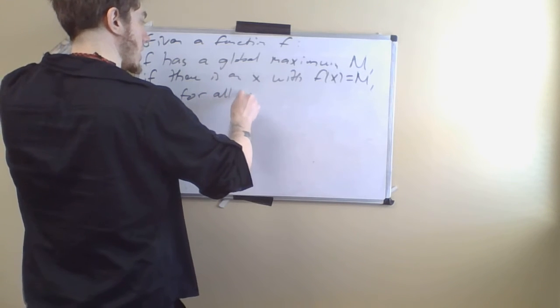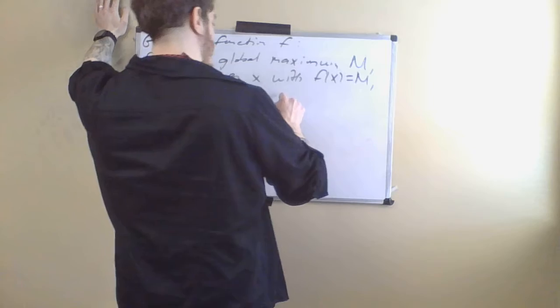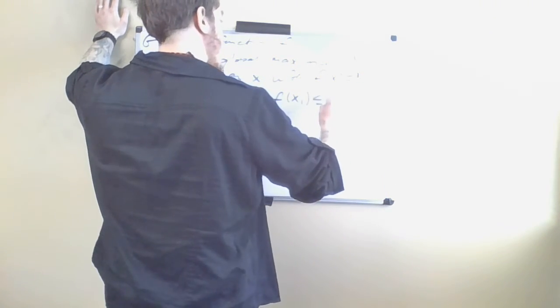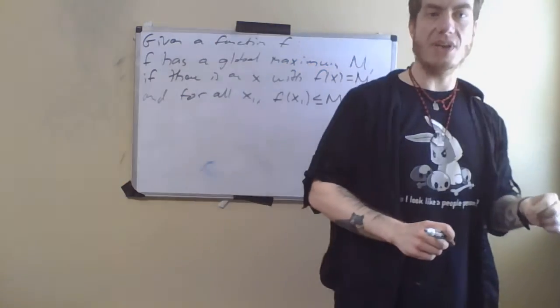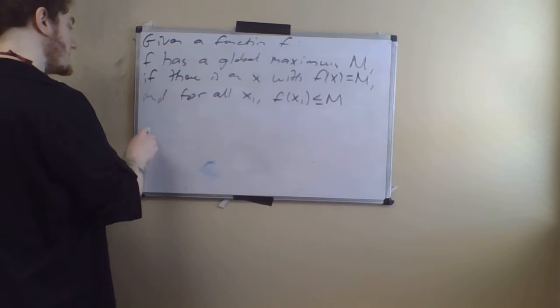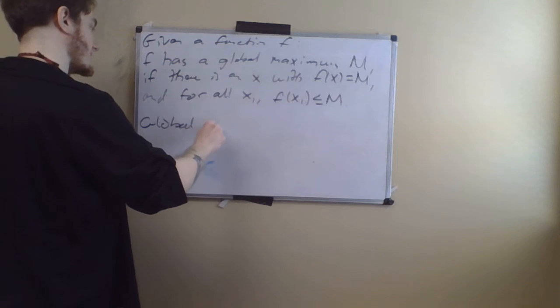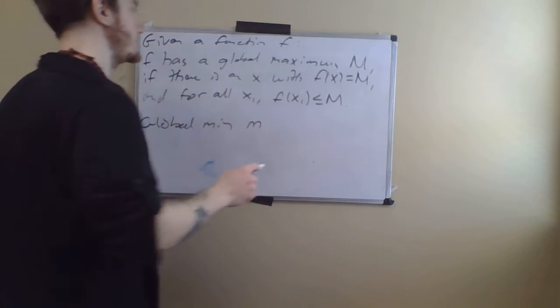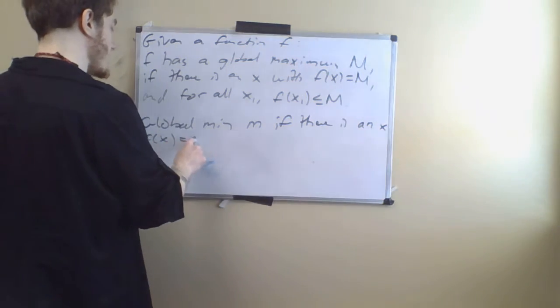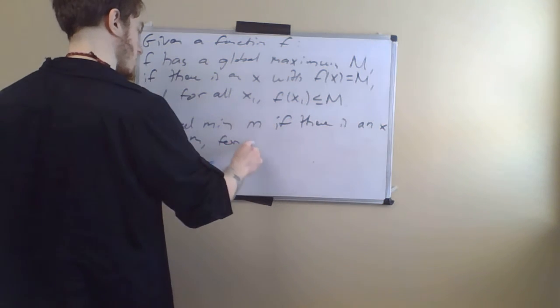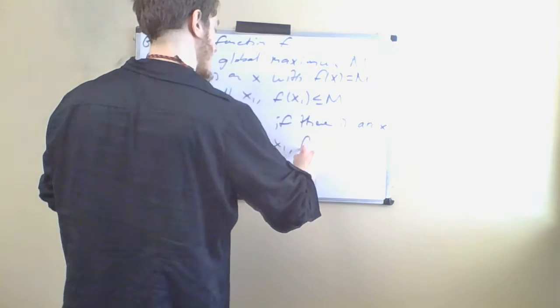for all x1, f of x1 is less than or equal to M. So the global maximum is the largest value that the function takes on. And global minimum is the same, but we'll write it with a little m, if there is an x with f of x equals little m, and for any x1, f of x1 is bigger than or equal to little m.